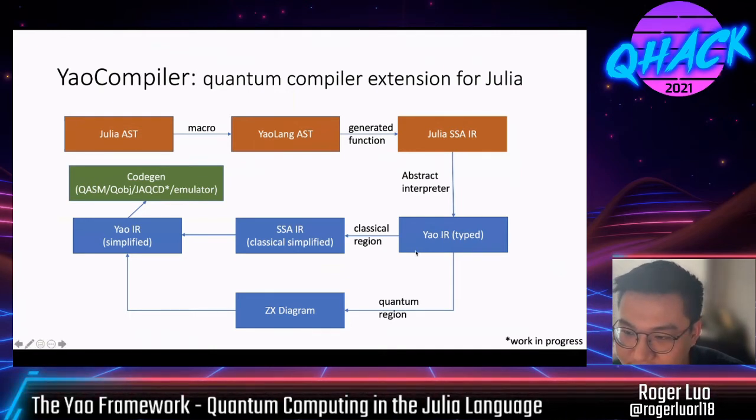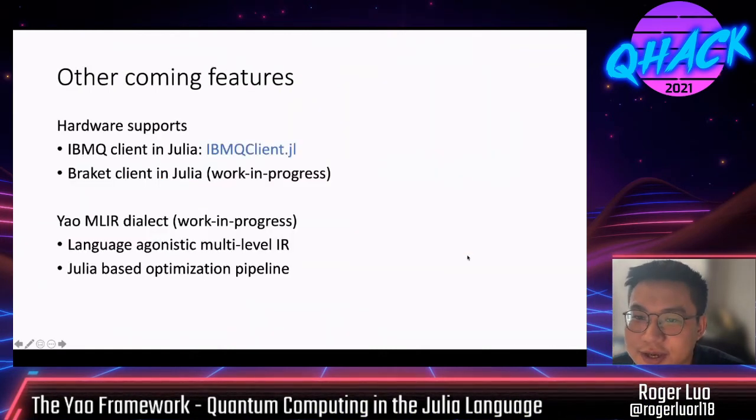After we figure out the different regions, we forward them to different optimizers. Then in the end, we combine them back into the YAO-IR and forward them to the code generator, which can be OpenQASM, IBM's QObject, Braket JSON, or our own emulator. There are also some other upcoming features, for example, a new IBM client.